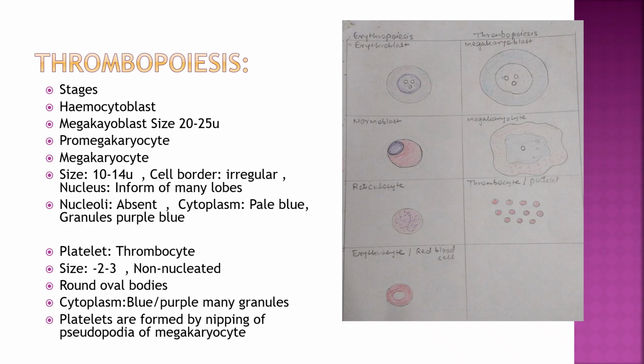It is also called thrombocyte and the size of platelet is 2 to 3 micron, non-nucleated, round to oval bodies. Cytoplasm is blue or purple and platelets are formed by nipping of the pseudopodia of the megakaryocyte. And the significance of megakaryocyte: if it is increased in bone marrow cells, then it may be a condition like thrombocytopenia or idiopathic thrombocytopenic purpura.